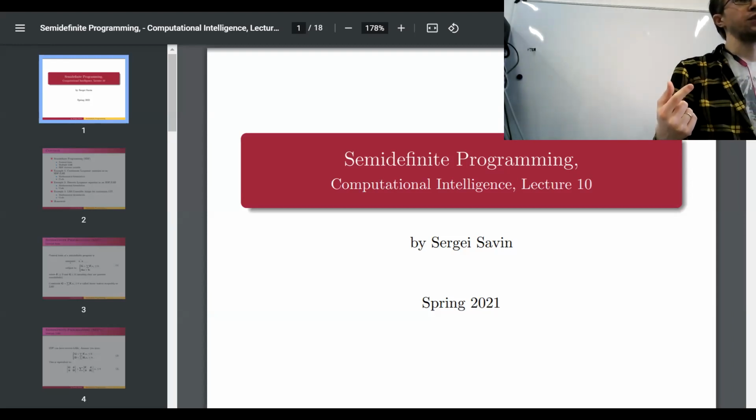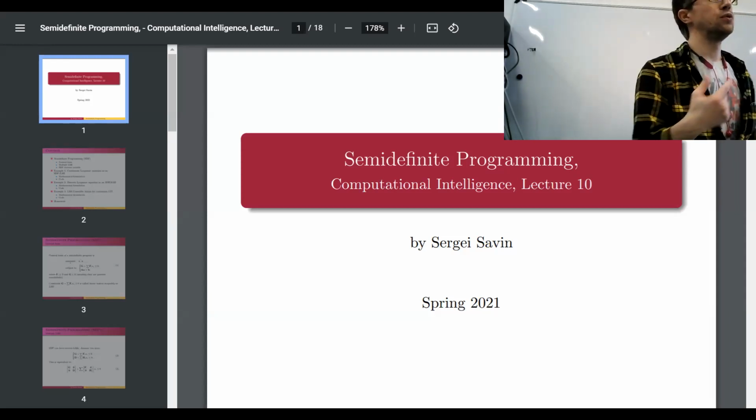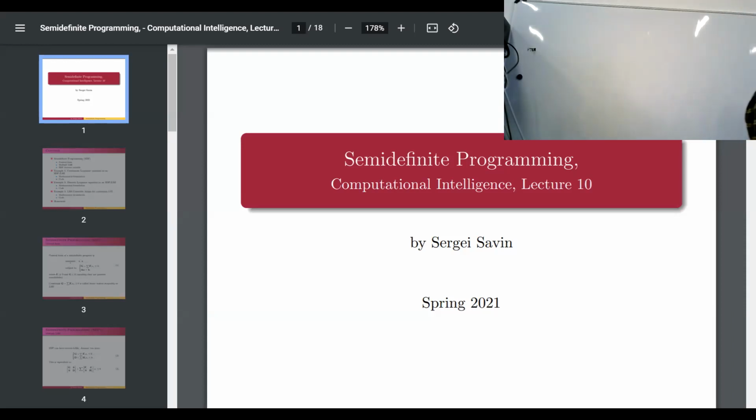Next time, maybe we'll get a little bit into relations between SDP and other problems, more as an exercise. We'll see. Basically, I think with SDP, the main problem is conceptual.